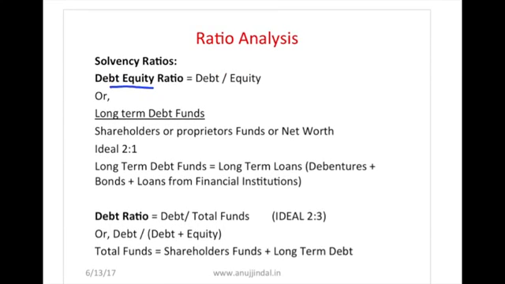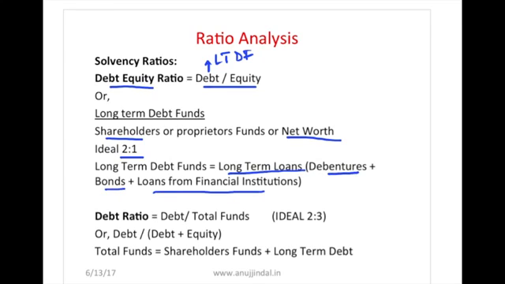The next is solvency ratios. The first one is debt to equity ratio, which is debt upon equity, or long term debt funds, because debt here is not short term, it is only long term debt funds, upon shareholders or proprietors funds or net worth. Equity here means shareholders funds or net worth. The ideal ratio is 2 is to 1. Long term debt funds here means long term loans, that is debentures or bonds and loans from financial institutions. Shareholders funds we are going to talk about in the future.